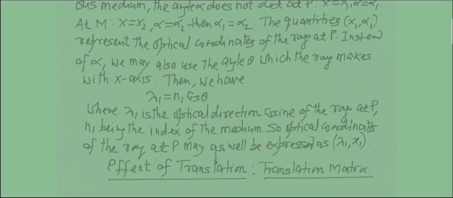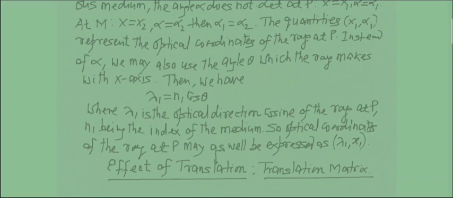So the optical coordinates of the ray at P may as well be expressed as lambda 1 comma x1. Instead of x1 comma lambda 1, I have written lambda 1 comma x1. There is no difference at all. Either you write lambda first or you write x1 first. It doesn't make any difference.